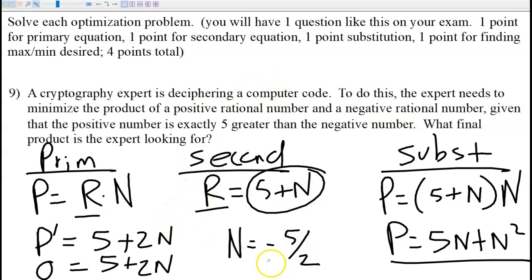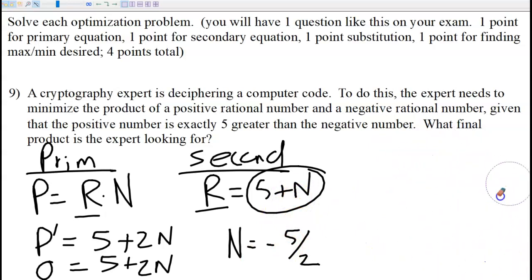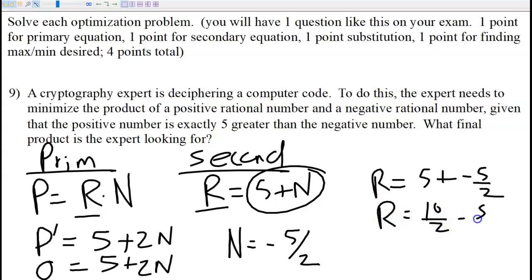And then, if you want to find your positive rational number, once again, you're going to take your first answer and go back to your secondary equation, and you're going to plug in the number that you know to solve for the one that you don't. Common denominator here. Positive 5 halves. So I've got n equals negative 5 halves and r equals positive 5 halves.